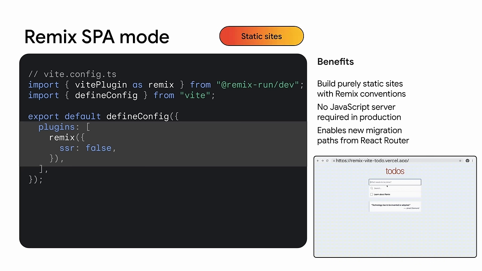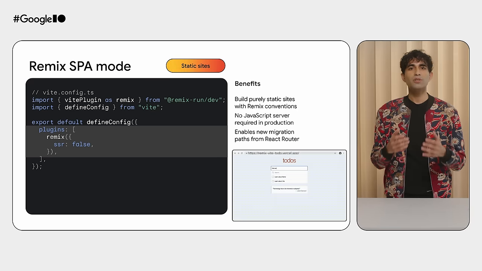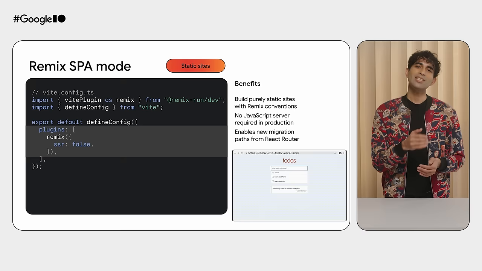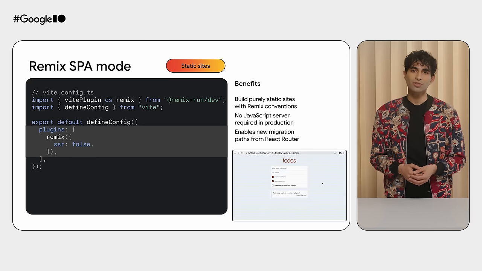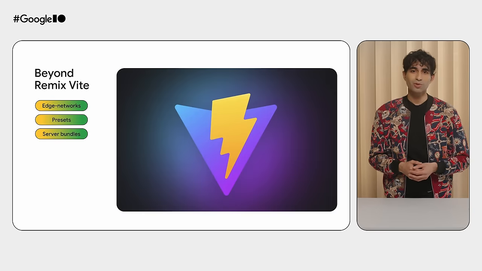One of the most significant additions to Remix is SPA mode. This allows building purely static sites that don't require a JavaScript server in production, while still benefiting from Remix's conventions like file-based routing, automatic code splitting, route module prefetching, and much more. SPA mode unlocks new migration paths for existing React Router users to adopt Remix without having to switch to a fully server-rendered architecture. It provides an easier on-ramp to Remix's features and its conventions. And for those who want to introduce a server later on, the transition is now much smoother.